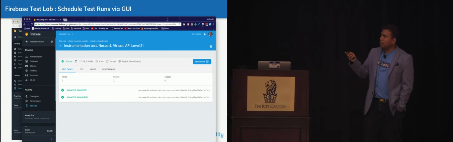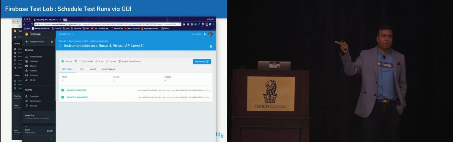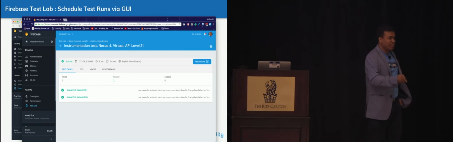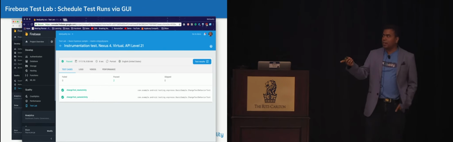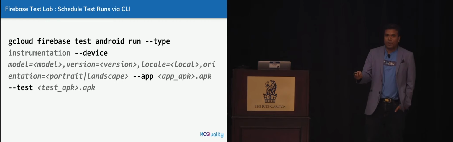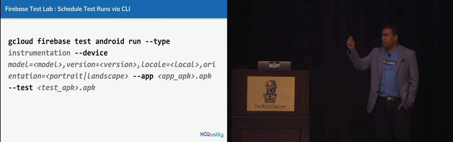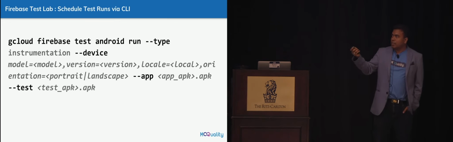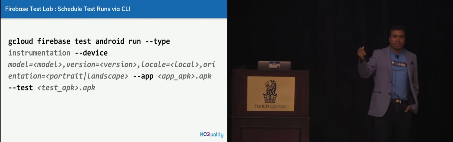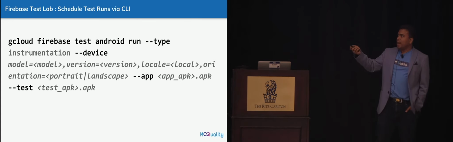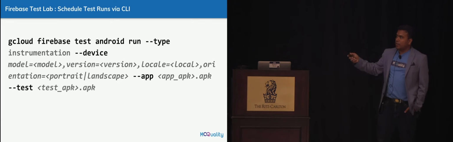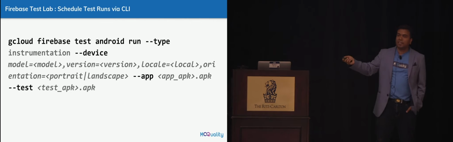Okay. So now, how do you do this from command line? Because if you're running inside a CI, the only way you want to run it is not via the GUI. That's why you want to run it via command line. So there is one simple command line command that you run. It's gcloud firebase test android run. Type instrumentation, because it's a device test, instrumentation test. And then you can give it a device selector, where you give it a model, version, locale, orientation, and then you give it your app APK and the test APK.